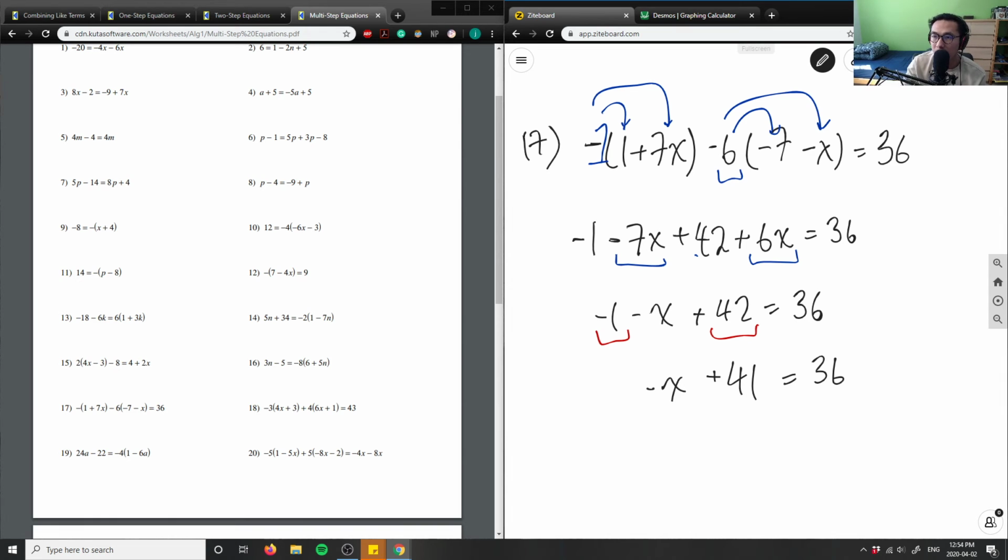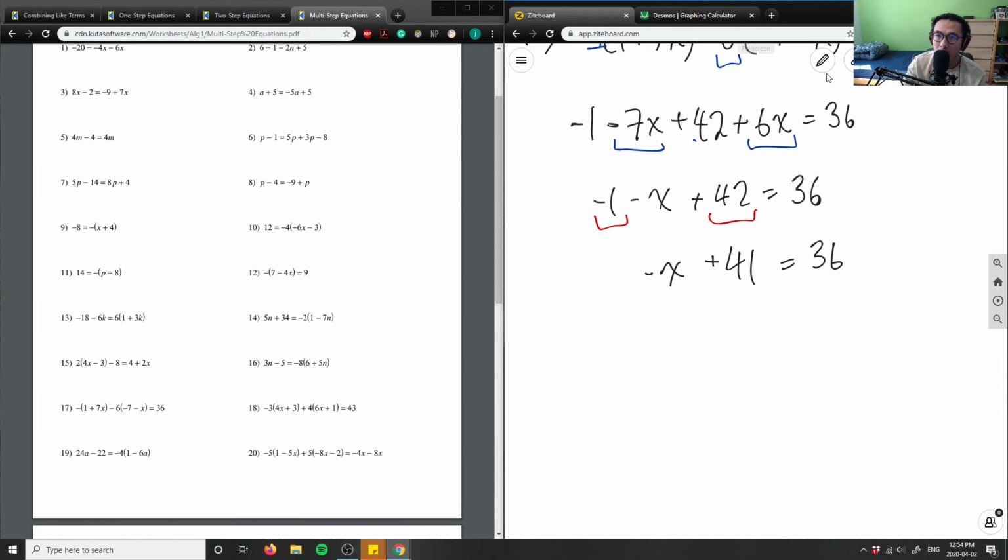And now our equation becomes much easier to solve, right? All I'm going to have to do is move this positive 41 to the other side to make it negative 41. So I'm subtracting 41 from both sides. So minus x equals 36 minus 41, which equals negative 5.